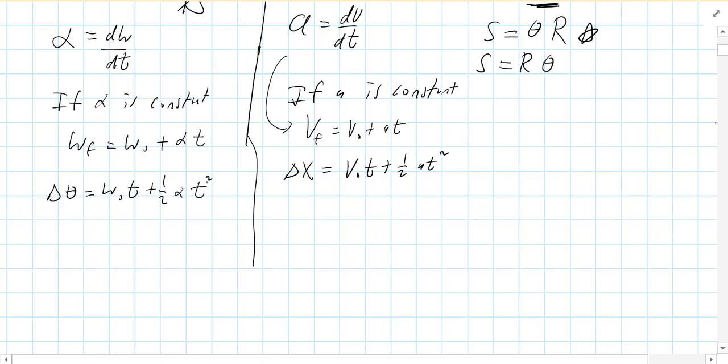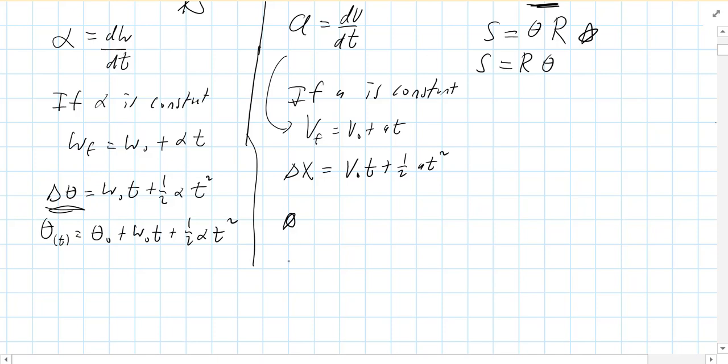Okay, now by the way, another way to write both of these would be to say theta as a function of time equals theta naught plus omega naught t plus 1/2 alpha t squared. That's the same equation. We're just fleshing out the delta in there. It's the same thing in the linear system.